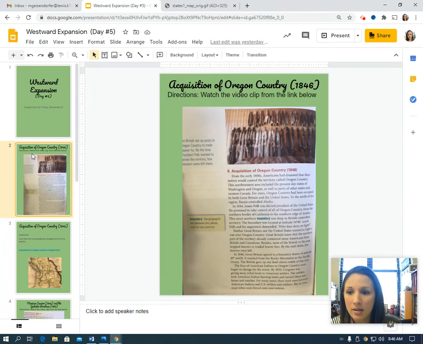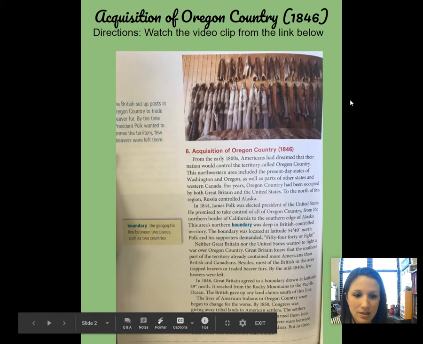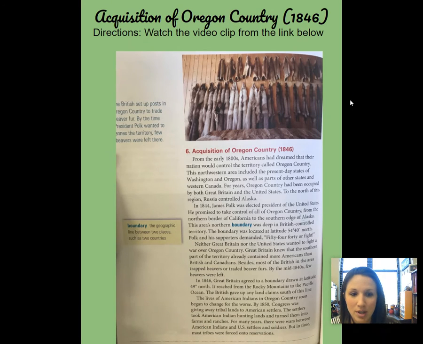So if we go to the reading, it says acquisition of Oregon Country in 1846. Right. This is just a year after Texas becomes our 28th state. As you can see in the picture, there's a bunch of beaver pelts. And so beaver pelts have something to do with this. I'll be listening for why that is.